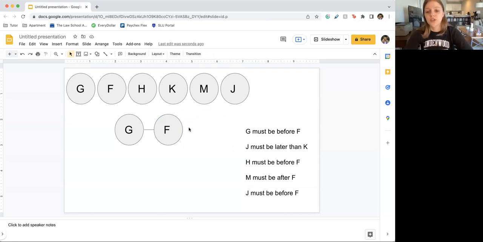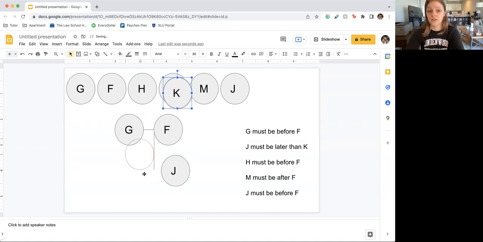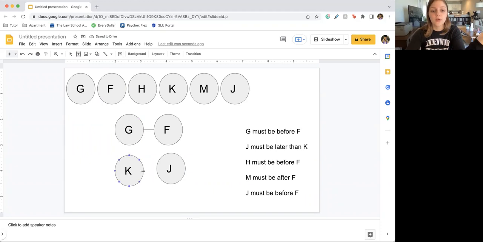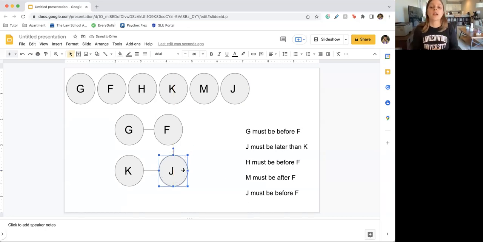Rule 2 says J must be later than K. So I'm going to pick up a J, and it must be later than K, which means that K is going to have to go before it. J is going to come after K. So very similar to our first rule, but a little bit different. And so we can join these two rules together. We can do one and one there. And so now they're very much the same as G and F. They're chained together. They can be pulled apart, or they can come together.